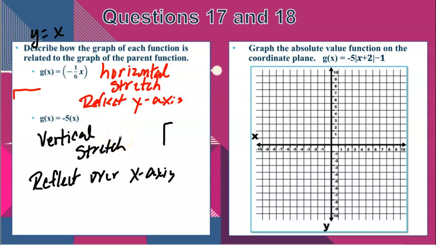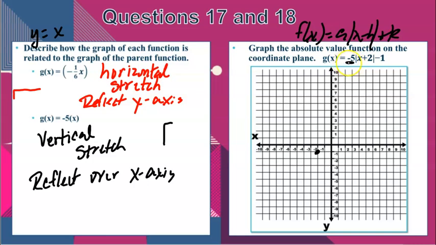Question 18, graph the absolute value function on the coordinate plane. So for this one, the base format with the transformations would be f of x equaling a times the absolute value of x minus h plus k, and h and k is your vertex. Since I have a +2, it's really x minus -2, so really it goes to the left 2 and down 1. So if I go to the left 2 from 0, 0, I'm at -2 and down 1, I would have a point here.